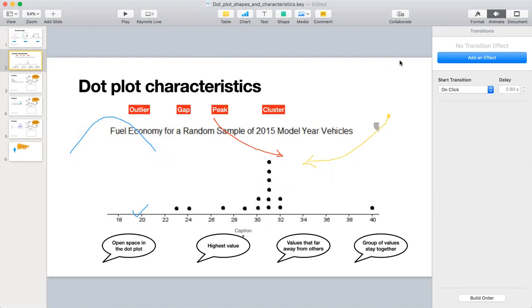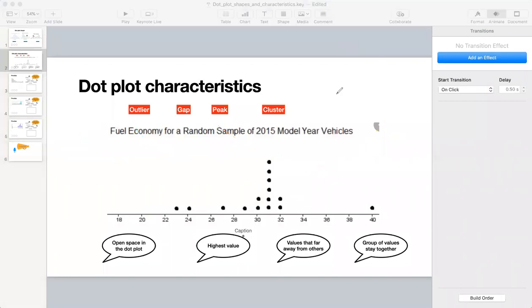Next, I would like to talk about dot plot characteristics, what they have in a dot plot. So let's clear this one. Okay. On a dot plot, they may have an outlier, gap, peak, or cluster. And we're going to find out the definitions in this dot plot, fuel economy for a random sample of 2015 model year vehicles.